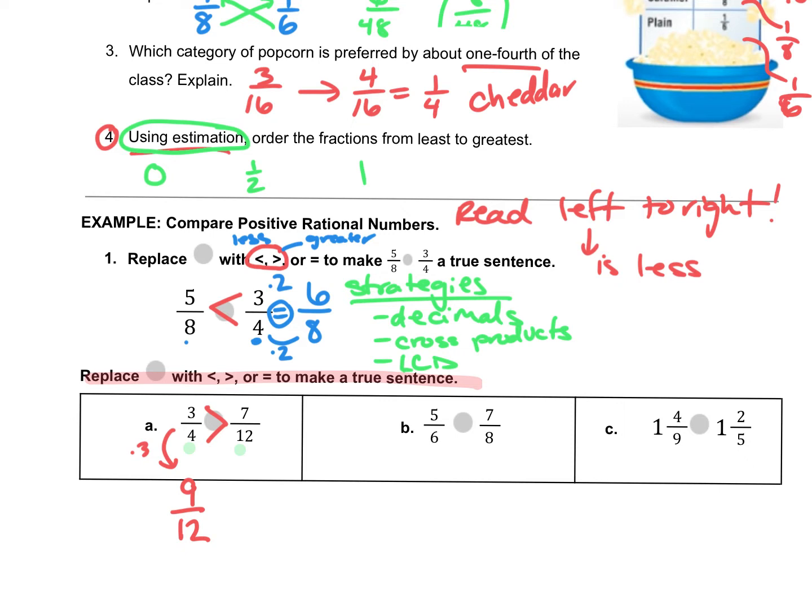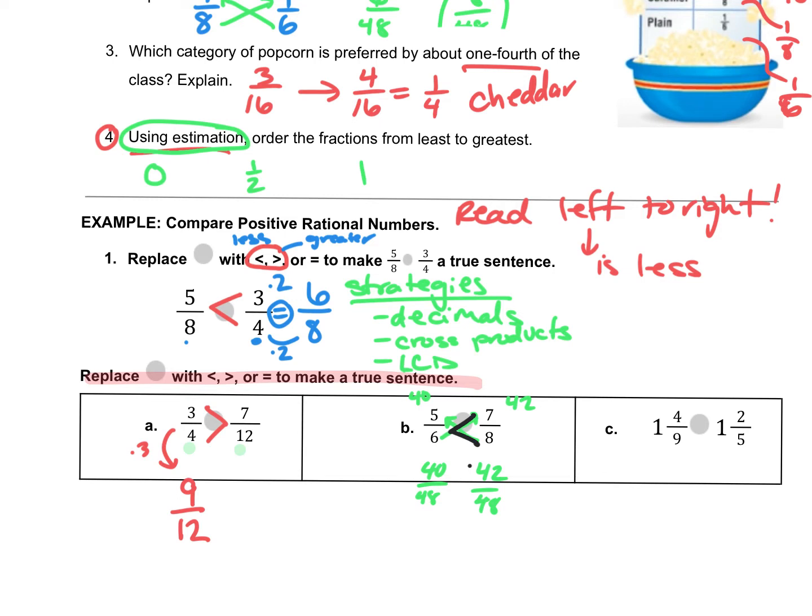If I did the cross products, that would give those a multiple of 48 on the bottom. So I can just do the cross products and check. 6 times 7 is 42. 8 times 5 is 40. So that would just mean comparing 40/48ths to 42/48ths. 5/6 is less than 7/8.